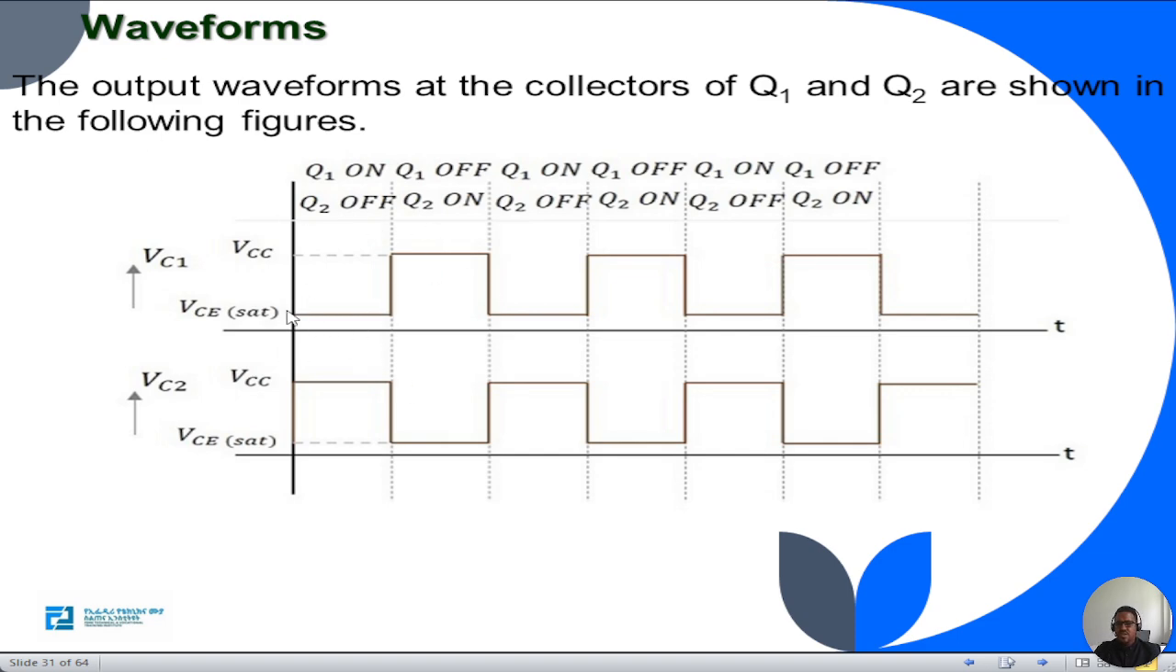Let me show you. When Q1 is on, Q2 is off, so from terminal A the output is low. When Q1 is off, Q2 is on, and that becomes high. The same happens on the other side, on the B side also, opposite of this one. To understand this, let me show you by simulation.